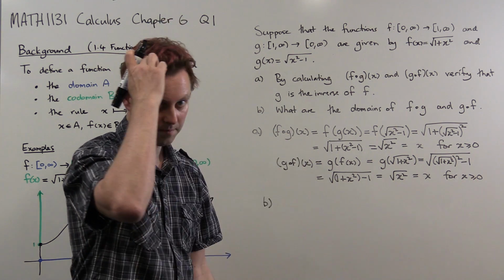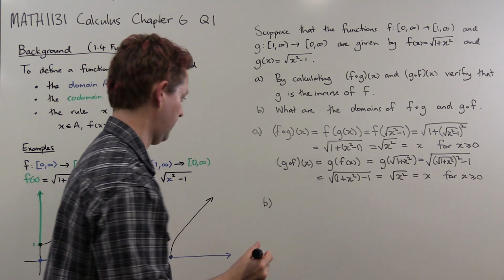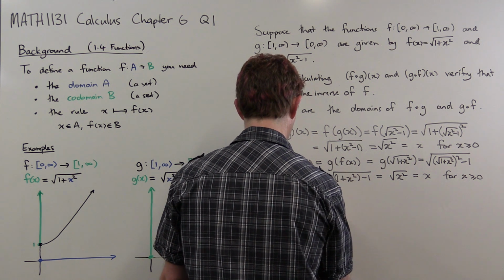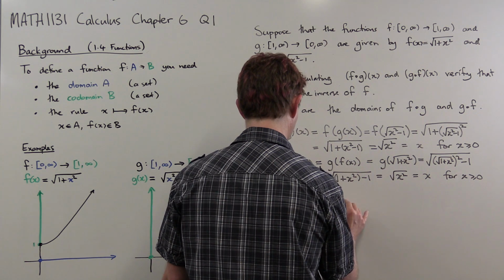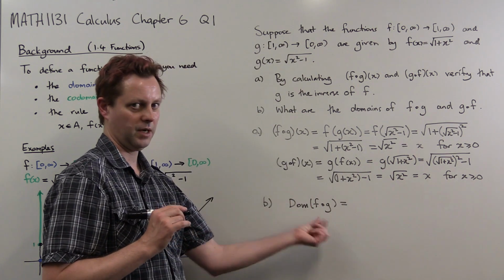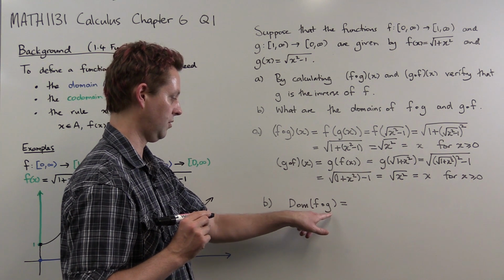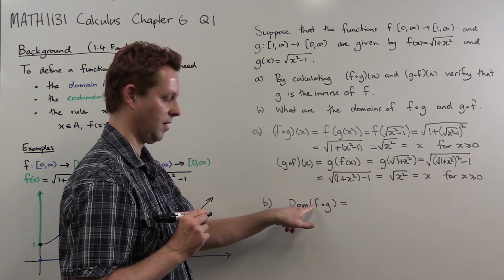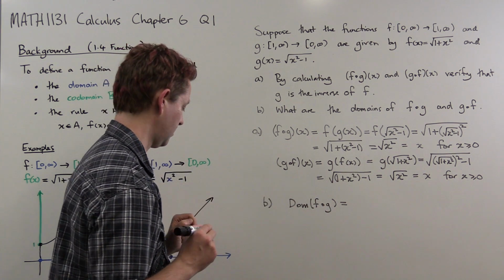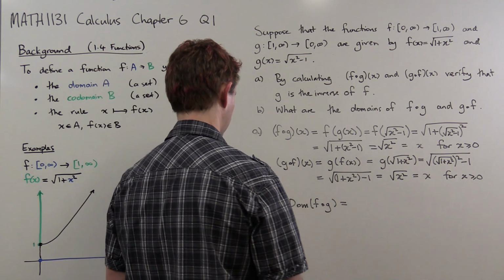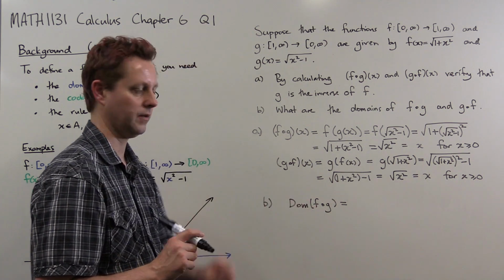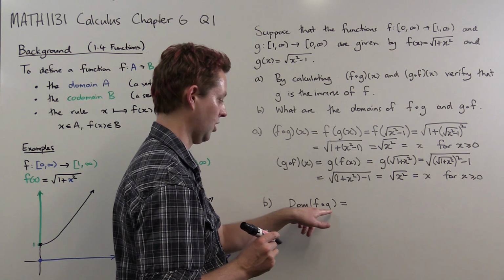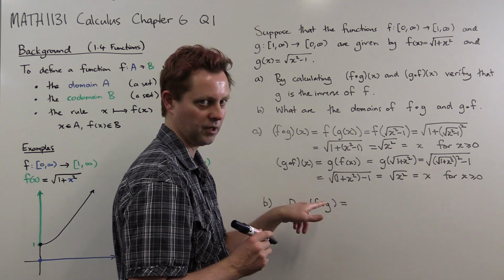Okay, so now for part B, we just want to know the domains of f of g and g of f. And there's nothing really to calculate here, because provided f of g makes sense as a function, and for it to make sense as a function you need that the values coming out of g are things that you can put into f. So you need that the range of g is contained in the domain of f. As long as that makes sense, then the only restriction on the things that can go into this function is just the restrictions of whatever can go into g.